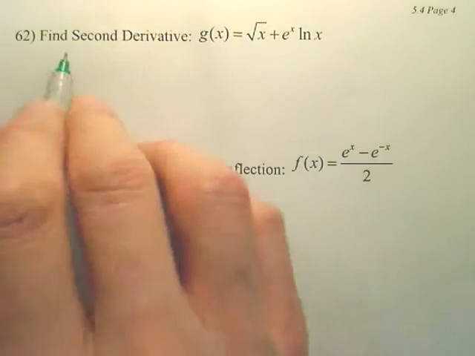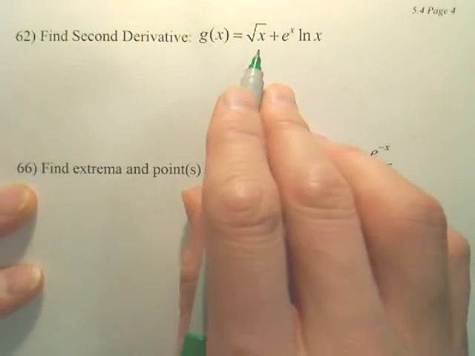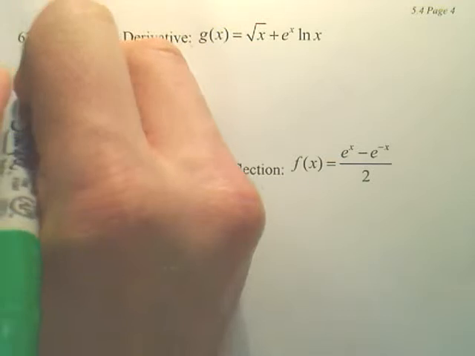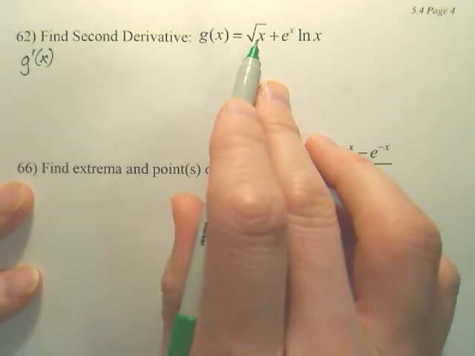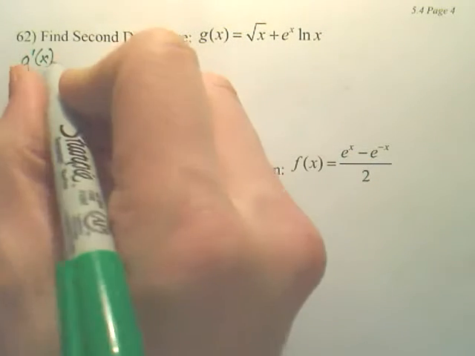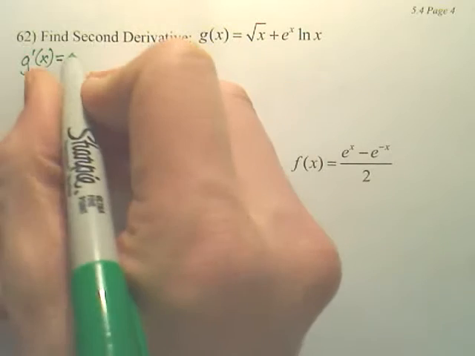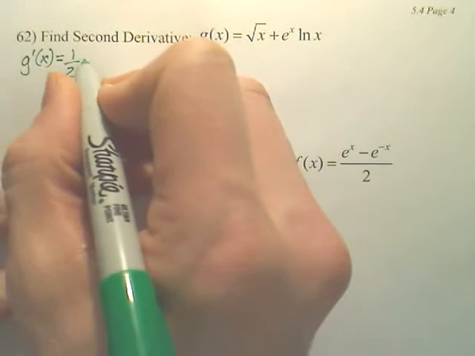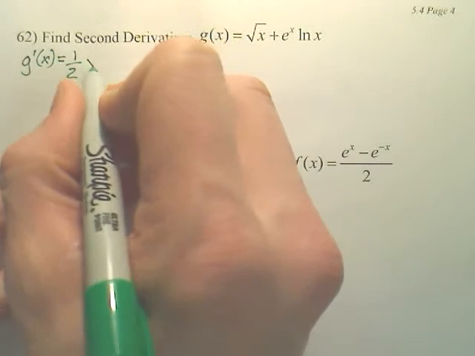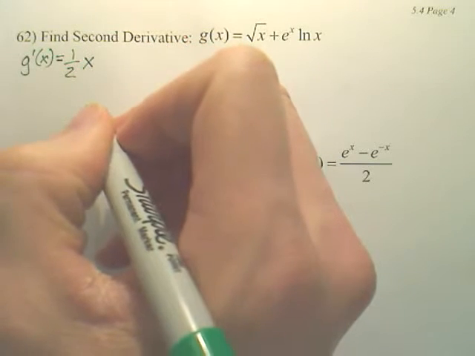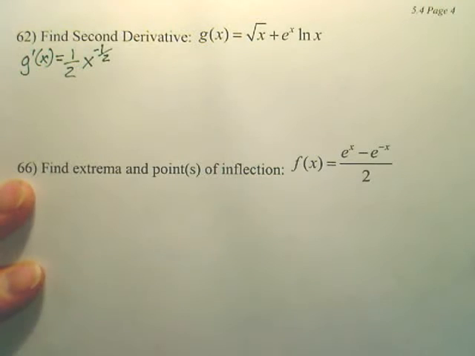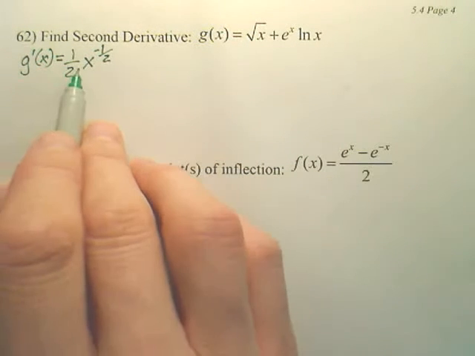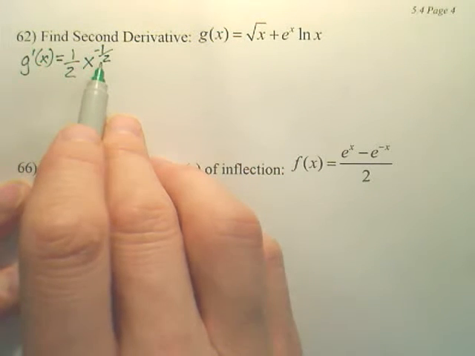Here we go. Alright, find the second derivative. So the first derivative, start with that. First you want to change that to the 1/2 power. When you change it to the 1/2 power and you derive it, you'd have 1/2, and then you'd be left with x to the 1/2. When you subtract a power, you get a negative 1/2 power. So the square root of x is 1/2 x to the negative 1/2.